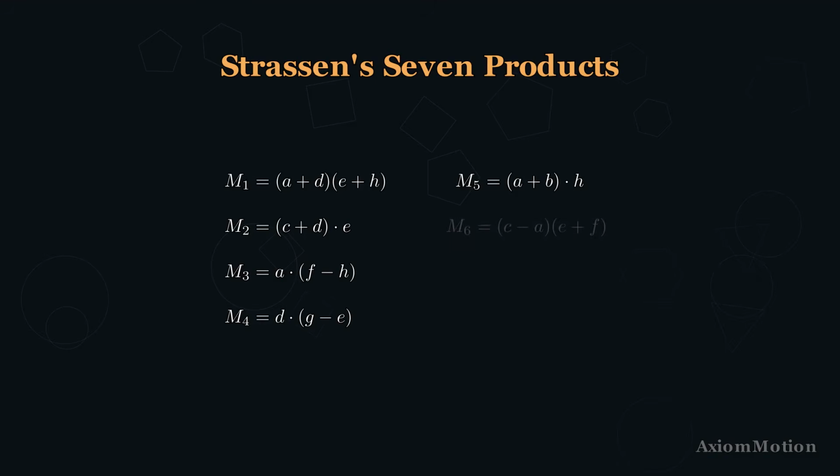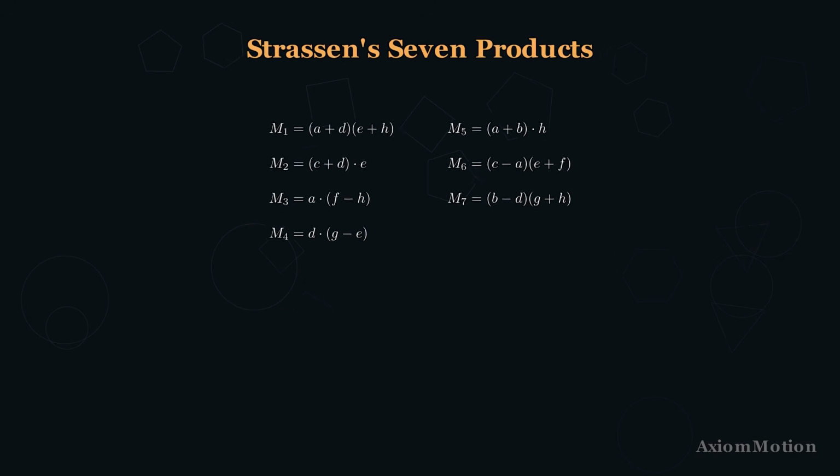M1 equals the sum A plus D times the sum E plus H. M2 equals the sum C plus D times E. M3 equals A times the difference F minus H. M4 equals D times the difference G minus E. M5 equals the sum A plus B times H. M6 equals the difference C minus A times the sum E plus F. M7 equals the difference B minus D times the sum G plus H.